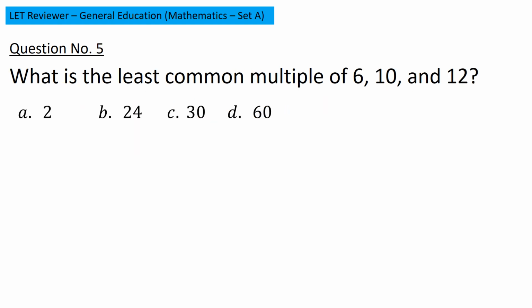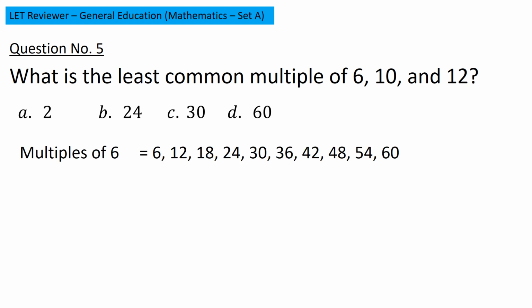Question number 5. What is the least common multiple of 6, 10, and 12? A, 2, B, 24, C, 30, or D, 60. So when we say least common multiple, ito yung tinatawag din nating LCM. Ito yung multiple na kung saan common sa tatlong numbers natin. Now, ano ba yung multiple?